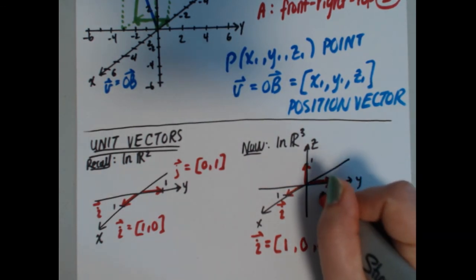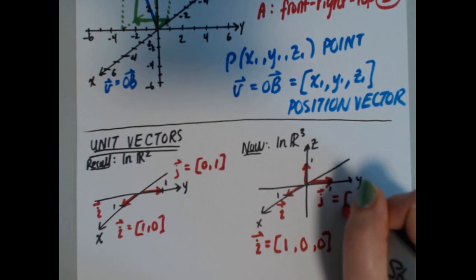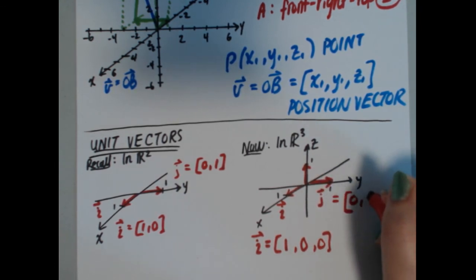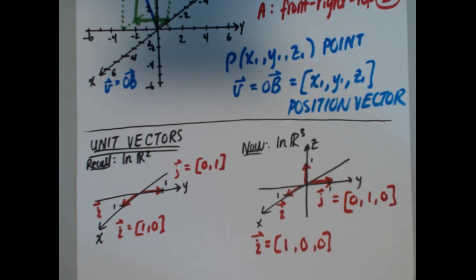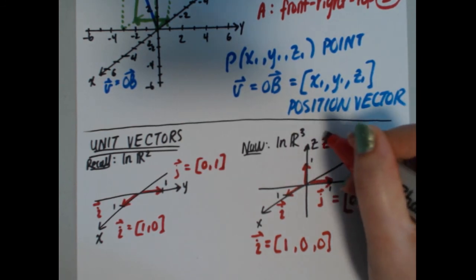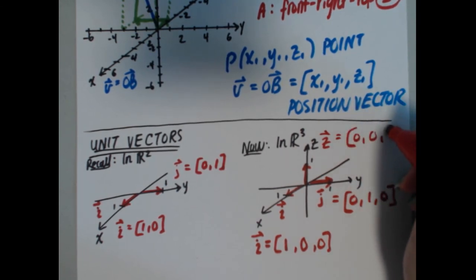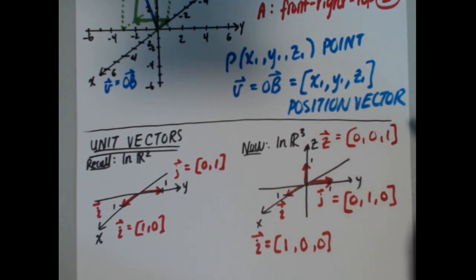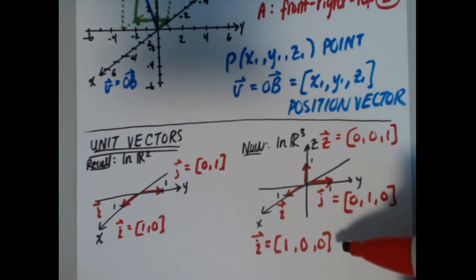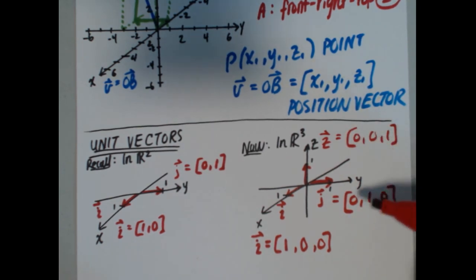Okay, for j, j has a length of 0 along the x, 1 along the y, and 0 along the z. And finally, k has a length of 0 along the x, 0 along the y, and 1 along the z. So we now have the 3 basis vectors, the 3 basic unit vectors in three-dimensional space.